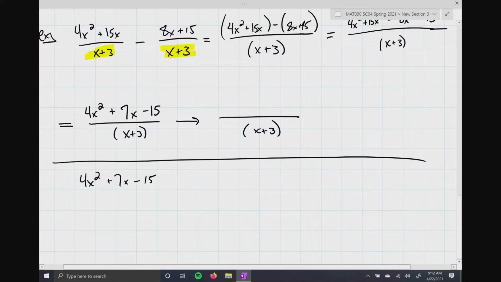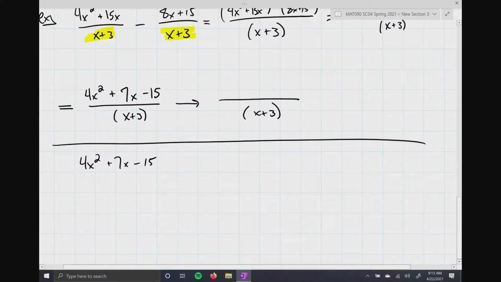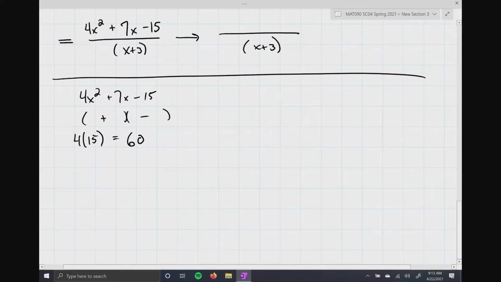All right, no GCF, trinomial, a is equal to 4, AC method. So I'll get my idea, a plus and a minus. Okay, now I'm going to take a times c. That's going to be 60. And 60 is okay, it has a lot of factors. So 1 and 60, 2 and 30.